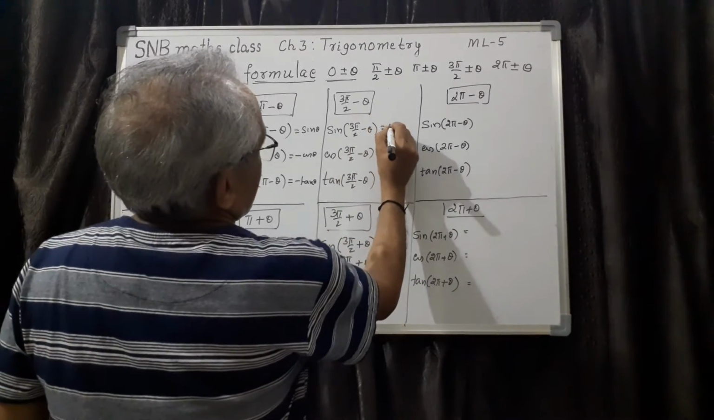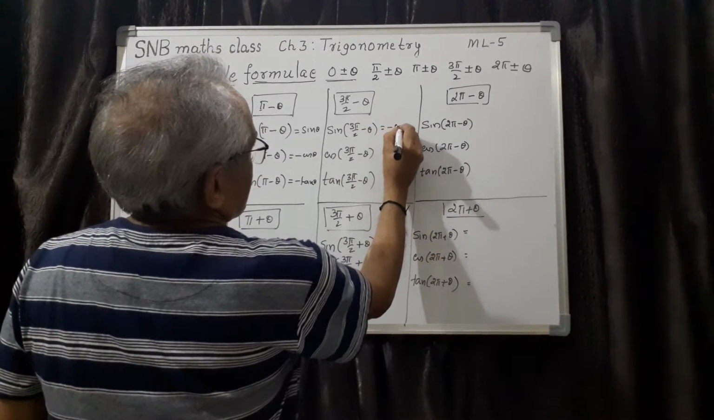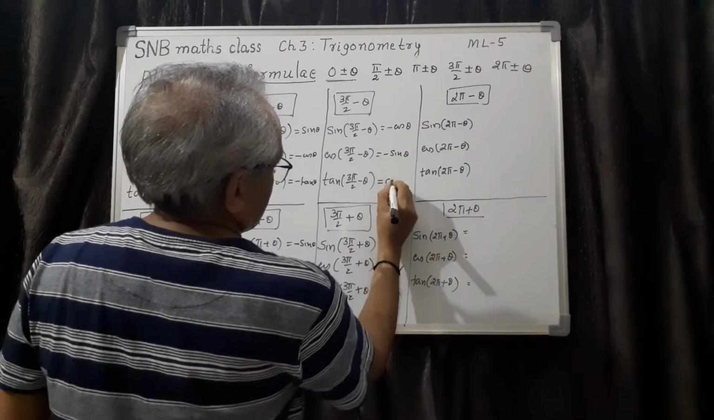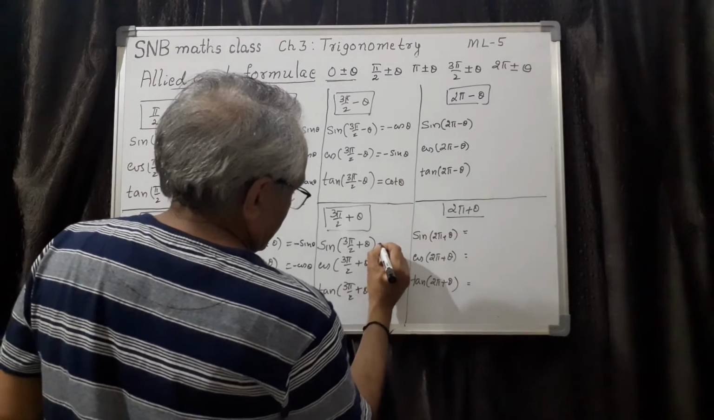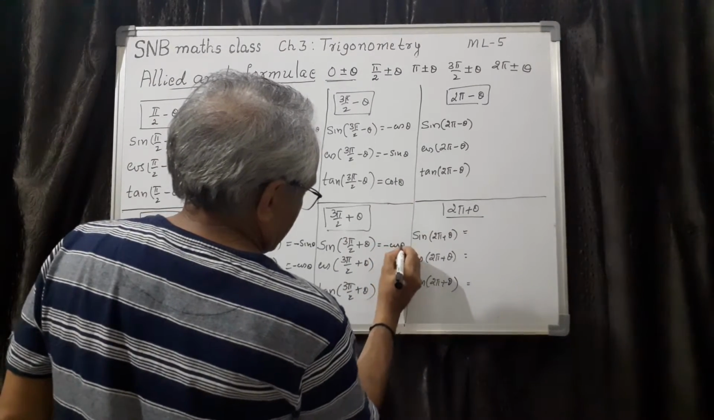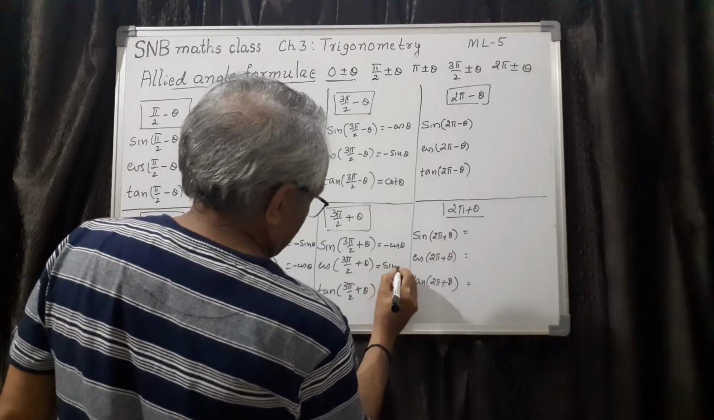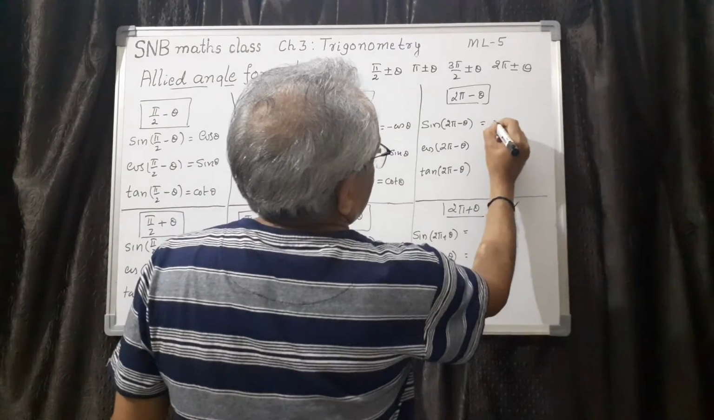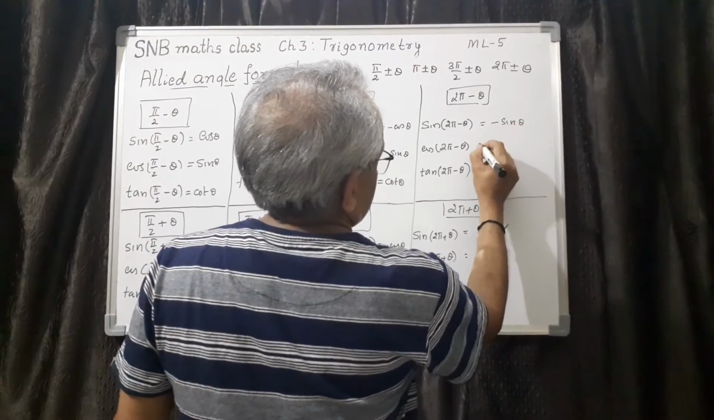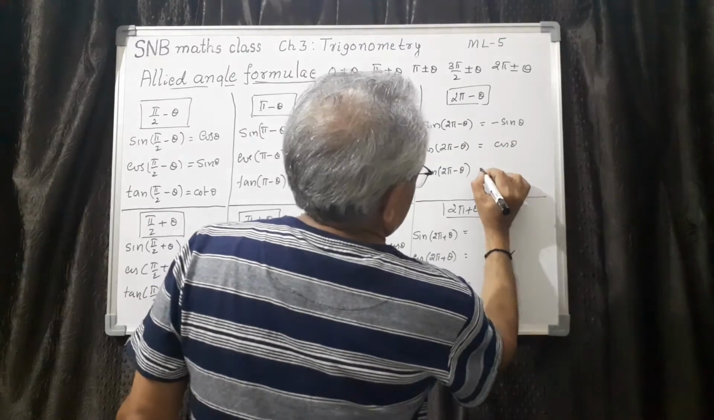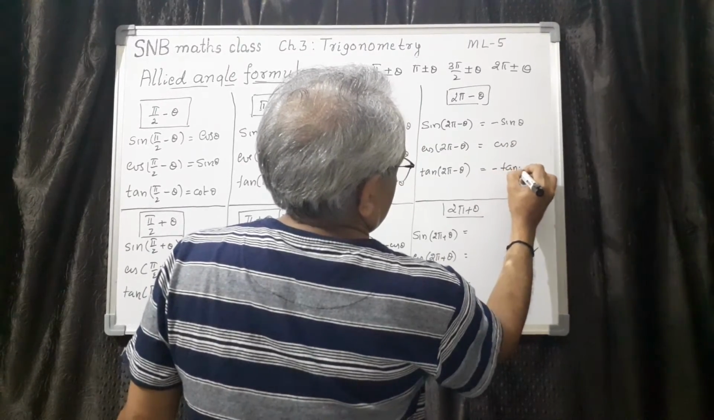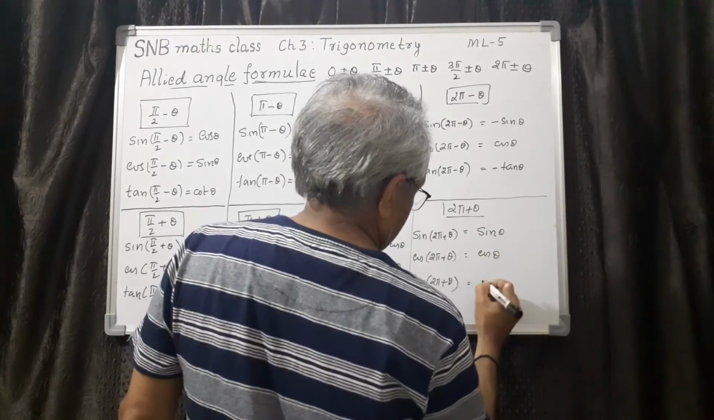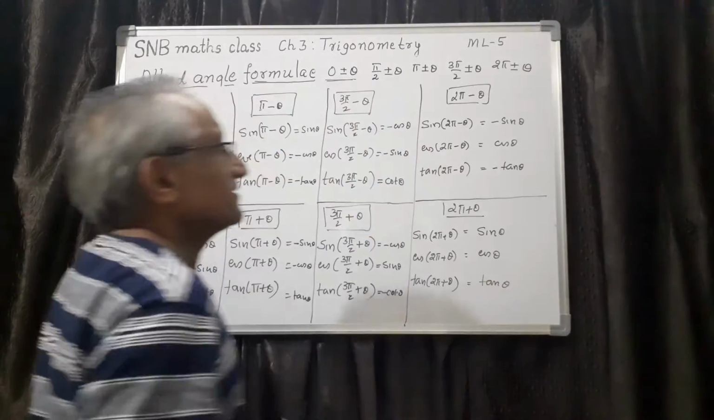And here it is cos theta, minus sine theta, cot theta. Then here it is minus cos theta, sine theta, minus cot theta. And here it is minus sine theta, cos theta, minus tan theta. And here it is sine theta, cos theta, tan theta.